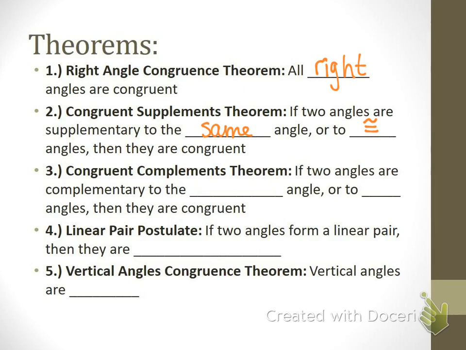If two angles are complementary to the same angle, or to congruent angles, then they are congruent. If two angles form a linear pair, then they are, very good, supplementary. And the vertical angles congruent theorem states that vertical angles are congruent.